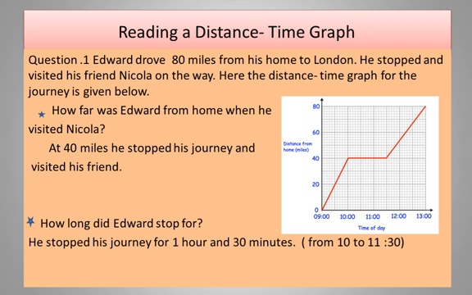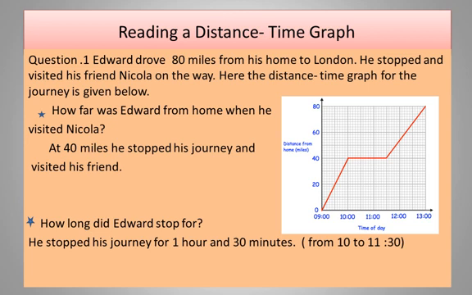So, 0 miles means he started from home. At which time? At 9 o'clock. And at which time did he reach? In the end, 13 means 1 p.m. He reached his destination. And how much distance did he travel? He traveled 80 miles from his home. So these things are all clear from the graph. Now we will answer our questions. How far was Edward from home when he visited Nicola? What does it mean? Here, in between he visited his friend. There, he stopped his car.